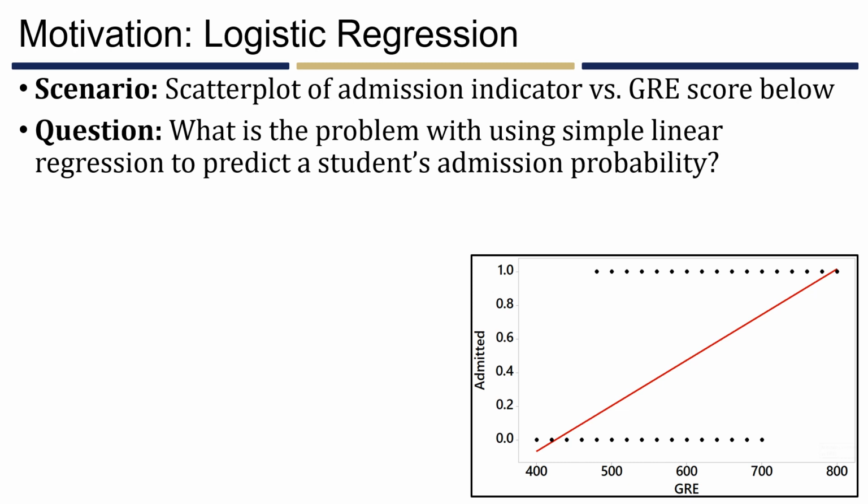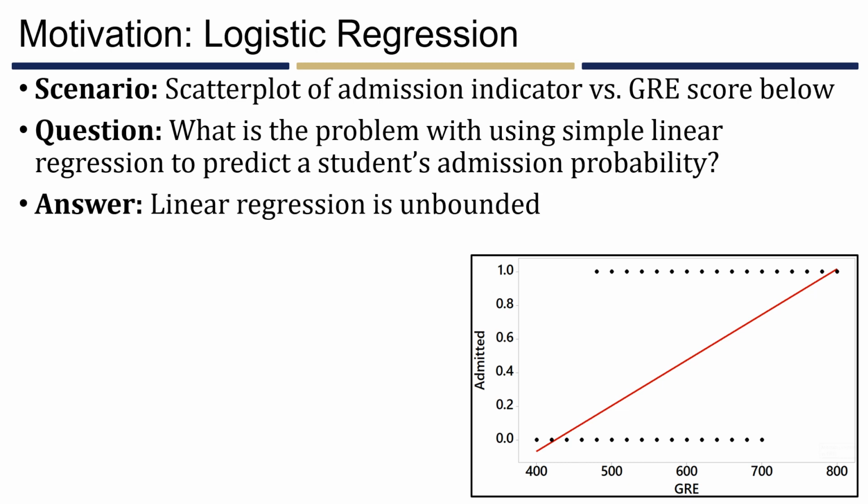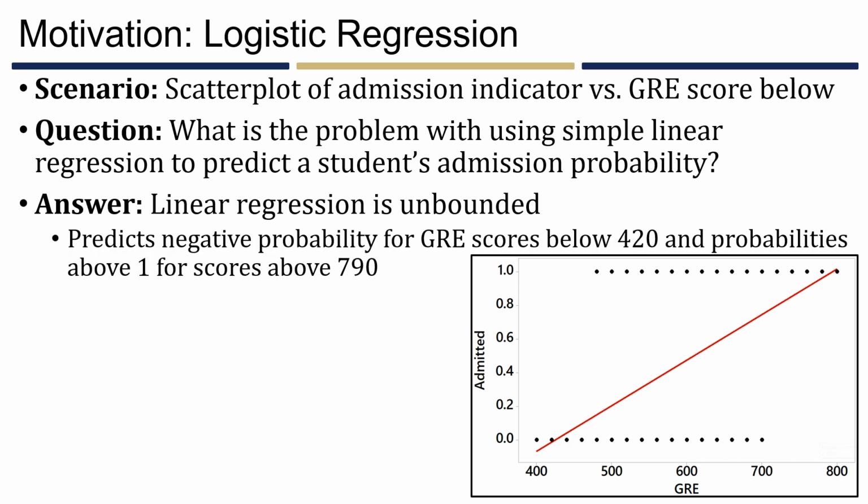So we go ahead and create a scatter plot of the admission indicator variable, 1 or 0, versus the student's GRE score. Notice that whenever we fit a simple linear regression line to the data, we end up with a big problem using simple linear regression to predict a student's admission probability. Linear regression is unbounded. What this means is that at some point you're going to get predicted probabilities that don't make sense. In this case, your linear regression model is going to predict a negative probability for GRE scores below 420, and it's going to give you a probability above 1 for GRE scores above 790.